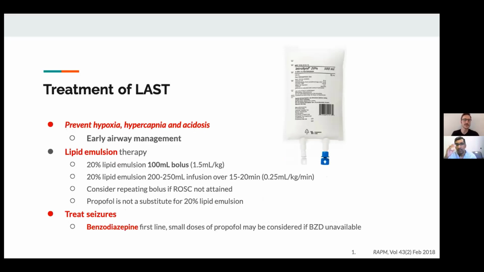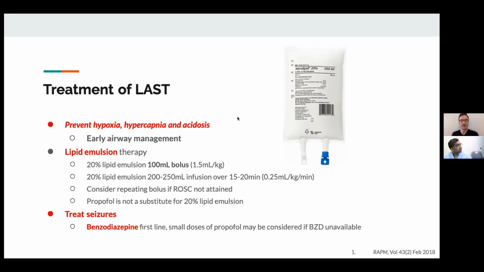So how do we treat it? A true LAST with cardiovascular signs is a dire emergency. This is a code blue in your hospital. You're needing help immediately at the bedside to manage this. The basic principles are we want to avoid acidosis and hypercapnia as well as hypoxia, which worsen this problem. They exacerbate what's happening. So we want to manage the airway early. And then intralipid, particularly for cardiac toxicity, is the first line treatment here.